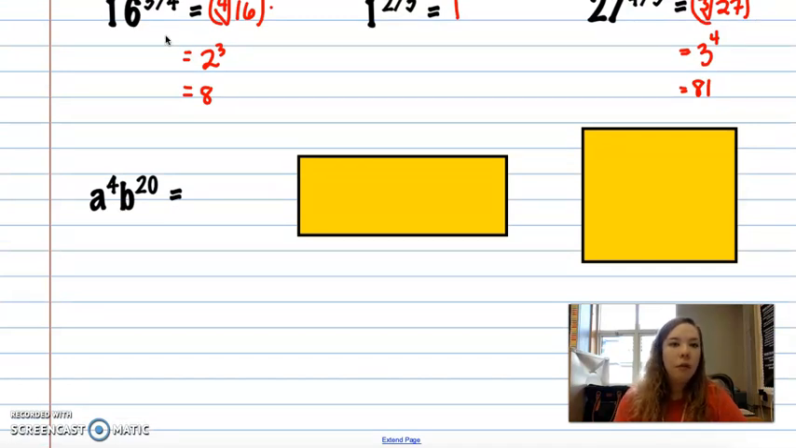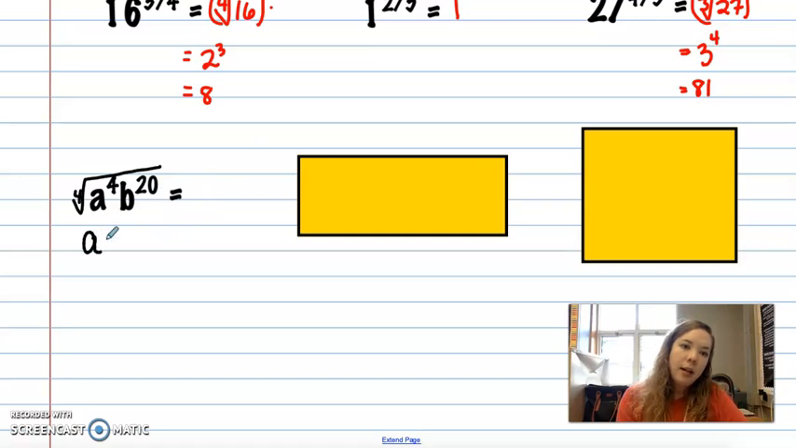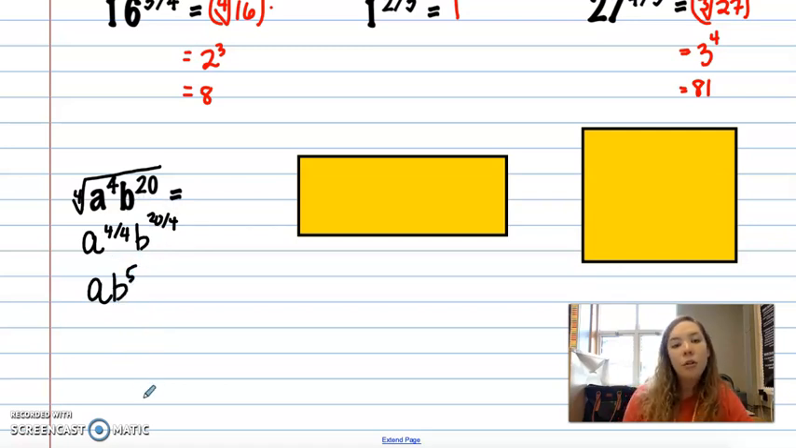This one's missing a radical. Let me put one on here. Let's say that we want the 4th root of this. I could, if I wanted to, rewrite these as a to the 4/4 and b to the 20/4. But we can simplify those. 4/4 is 1, or just a. 20/4 is 5, so then we'd have b to the 5th. So you can rewrite them like this, or you can just remember that it's division. 4 divided by 4 is 1, 20 divided by 4 is 5.